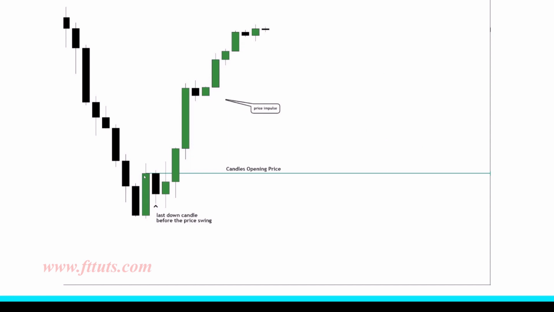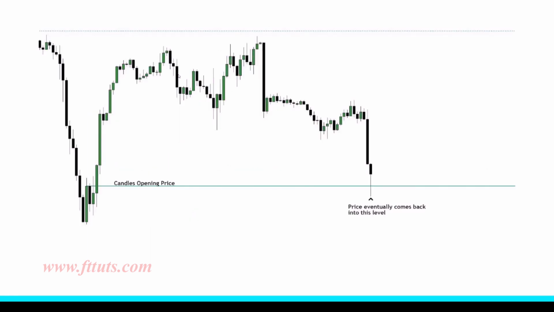Right here we have our bullish order block. It's this down close candle before the major upswing. This was the last candle before we had our price impulse. Once you start to see price expansion and price really moving forward, now we can delineate this area. The candle's opening price is typically what we use, and it's just a downswing before the up price swing. As you can see, this is the candle's opening price.